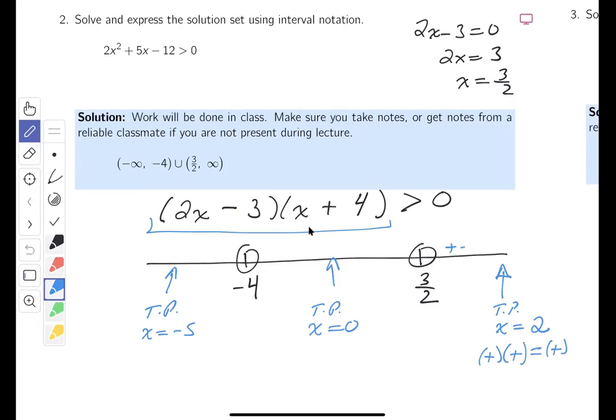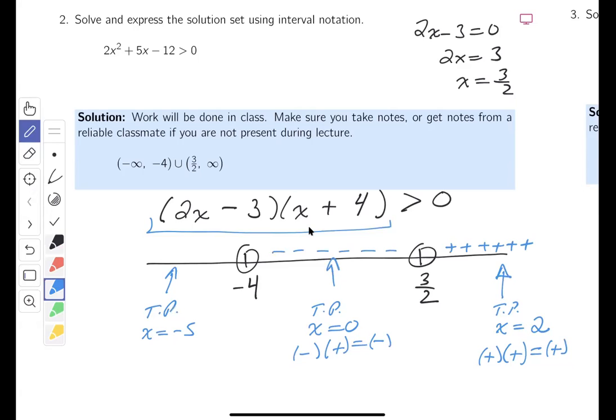So this interval here is always going to be positive now. All right? Let's try 0. If you plug in 0 to the first factor, which is 2x minus 3, you would get a negative number. Again, 2 times 0 is 0. 0 minus 3 is negative 3. It's a negative number. If you plug in 0 to the second factor, which is x plus 4, you get 4, which is a positive number. What's a negative times a positive? A negative number. So what's this interval over here? It's always going to be negative, that interval.